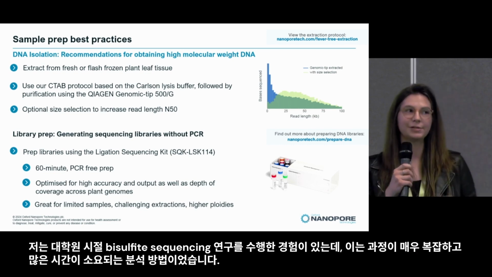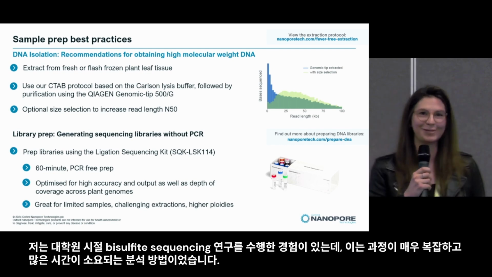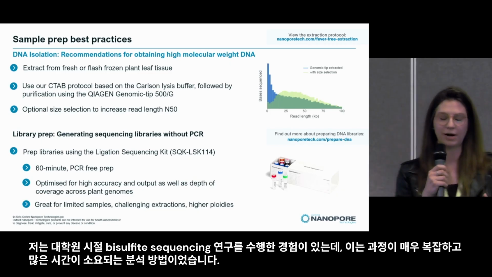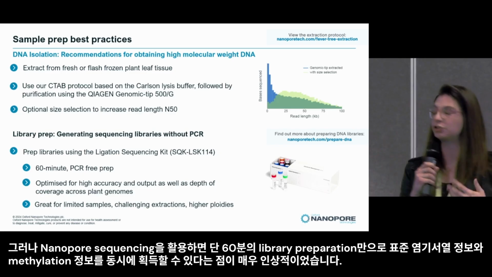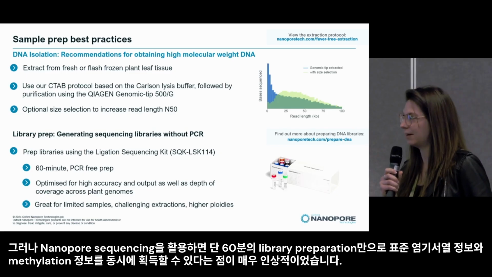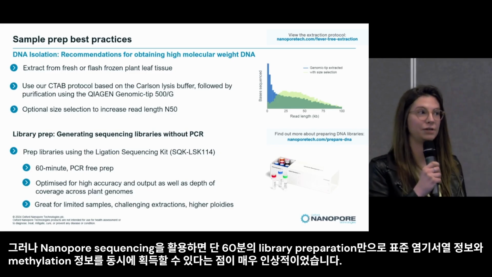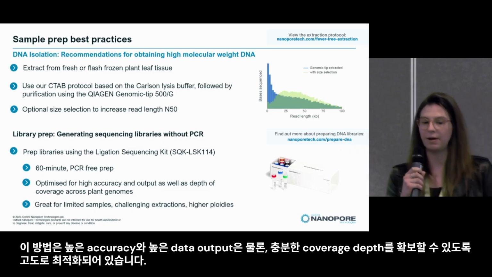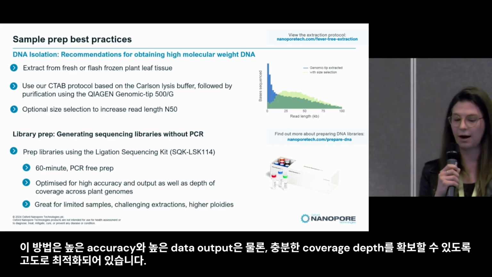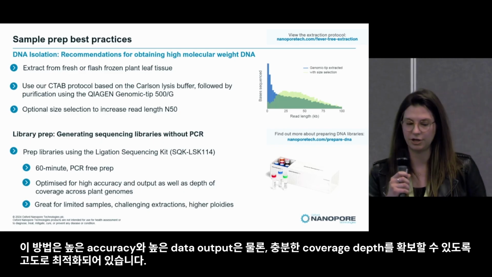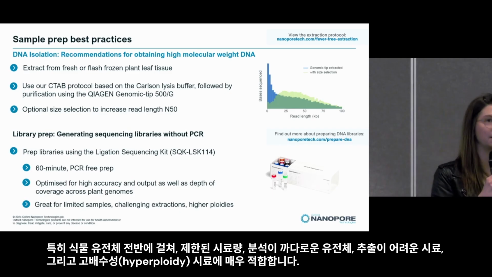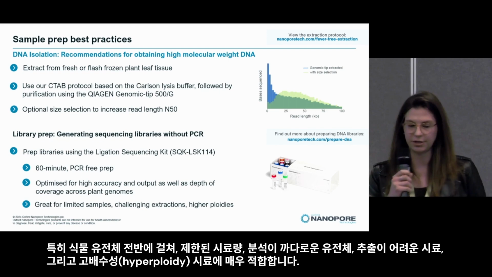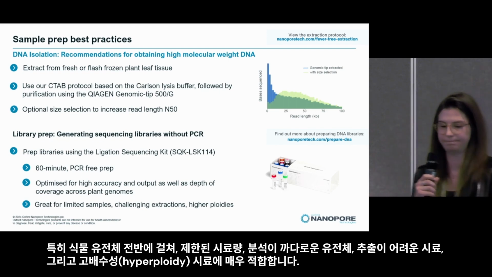I, again, spent my graduate school research doing bisulfite sequencing, which was a very long, protracted method, and was shocked to find that I could do this in 60 minutes with nanopore sequencing and achieve canonical and methylation information. So this, again, is very optimized for high accuracy and output, as well as depth of coverage across plant genomes. It's great for things like limited sampling, challenging genomes, challenging extractions, and higher ploidies.